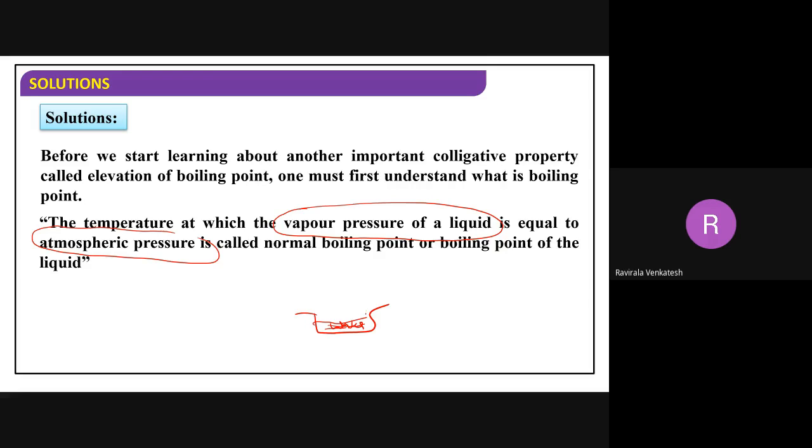Now here the atmospheric pressure is 760 mm. Correct? 1 atmosphere is equal to 760. And the vapor pressure of the liquid is also 760. Then at what temperature is this happening? At what temperature is the vapor pressure of the water the same as the atmospheric pressure? At that temperature, which I have taken as the boiling point, that is 100 degrees Celsius. I can say at 100 degrees Celsius, the vapor pressure of water is always equal to atmospheric pressure. Right? So the boiling point is 100 degrees Celsius.